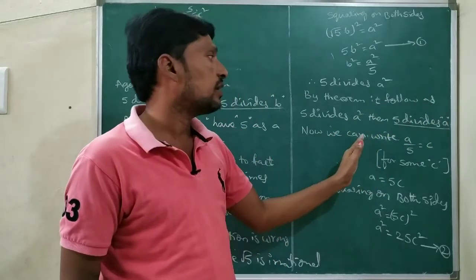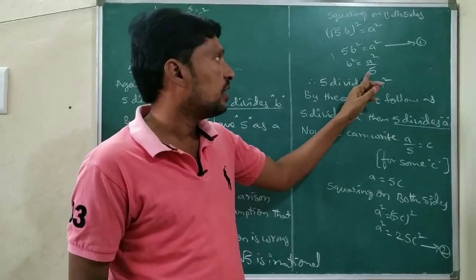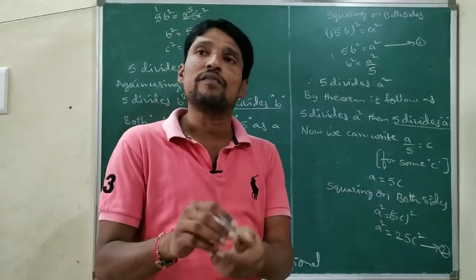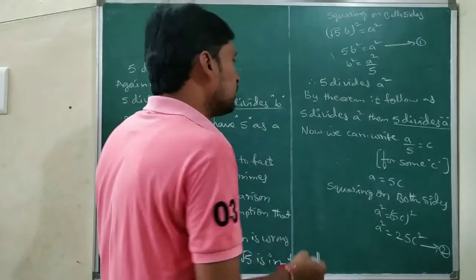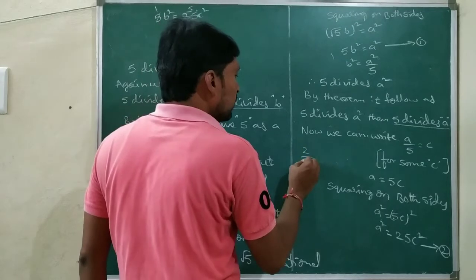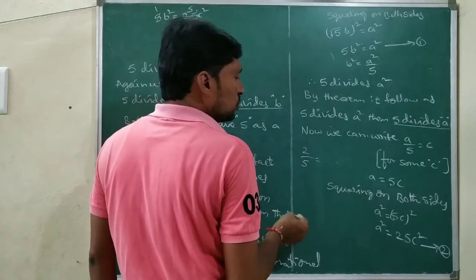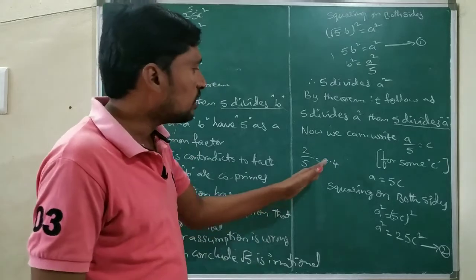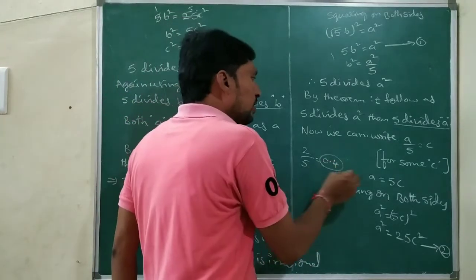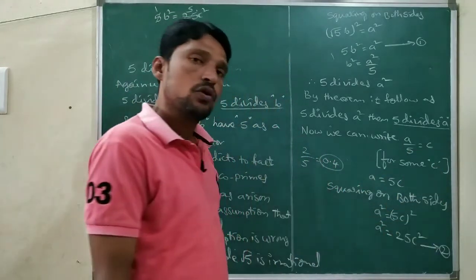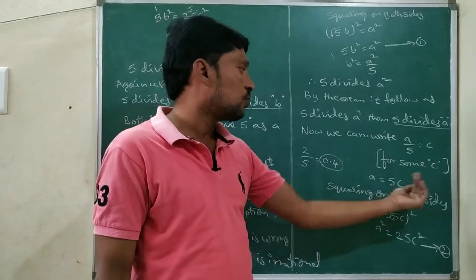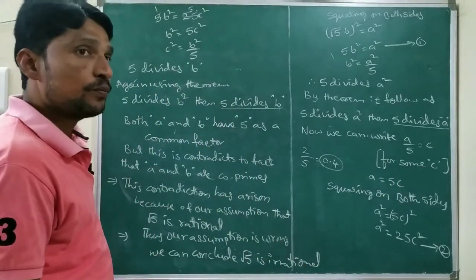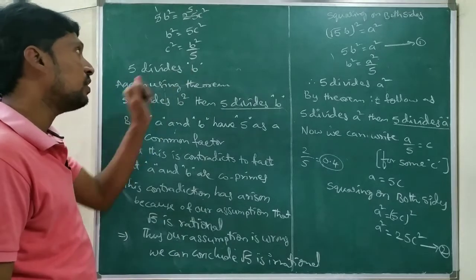Now we can write that 5 divides a, so a by 5 is a whole number. For example, 2 by 5, how much value can we get? 0.4 we can get. That value we are taking as C here. After that we transpose and square on both sides. We get C square equal to B square by 5.